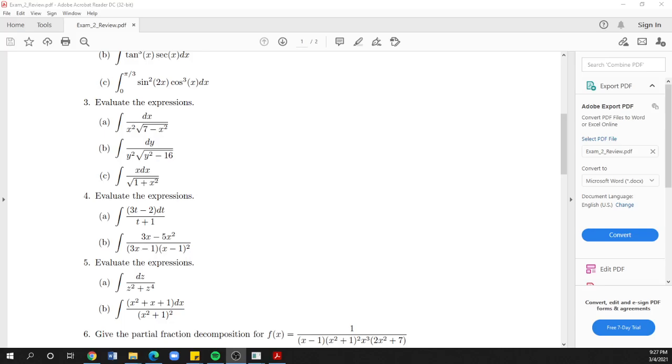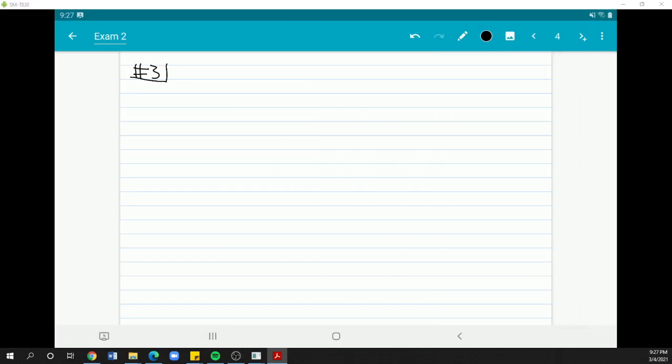Problem number 3. So now we're going to evaluate some expressions. We see some square roots, so that should get us thinking we probably need trig substitution to do these. So let's go ahead and get started on that.